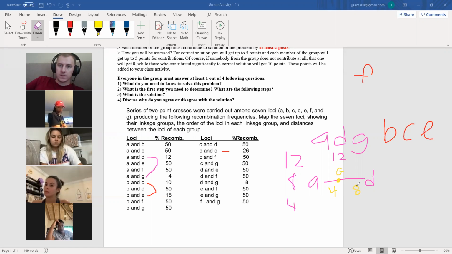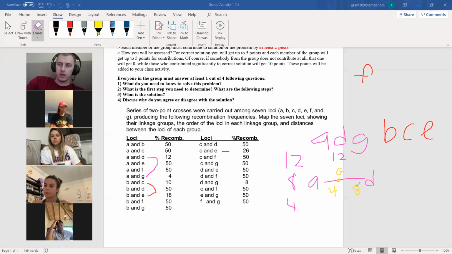So that is the order of the loci in each group. In this first group, it's A to G to D, and the total distance between them is 12. The distance from A to G is 4. The distance from G to D is 8. Are y'all on board with that so far? The numbers add up and everything? All right, cool. Let's move on to the second pair.